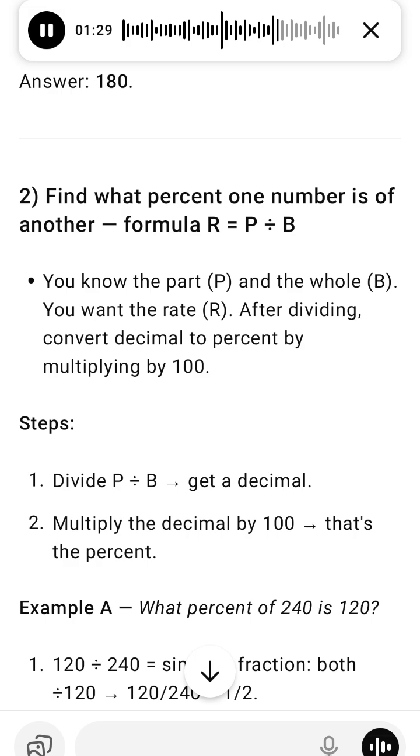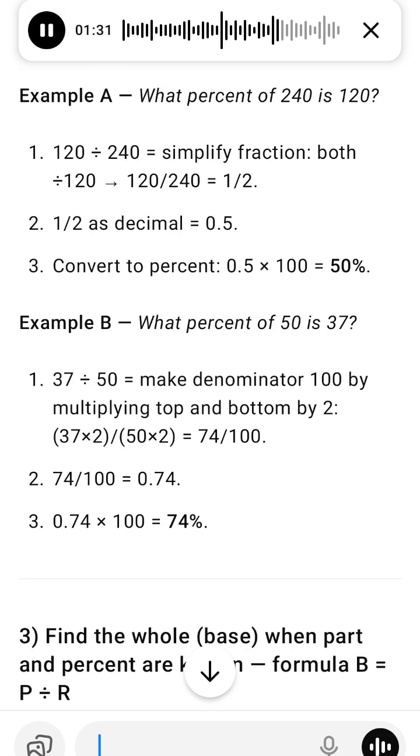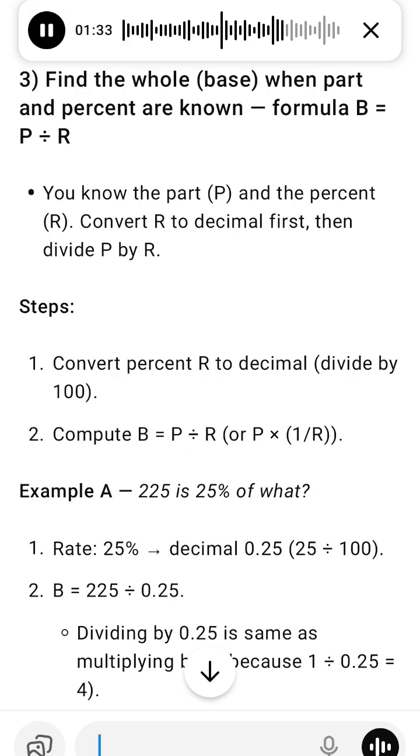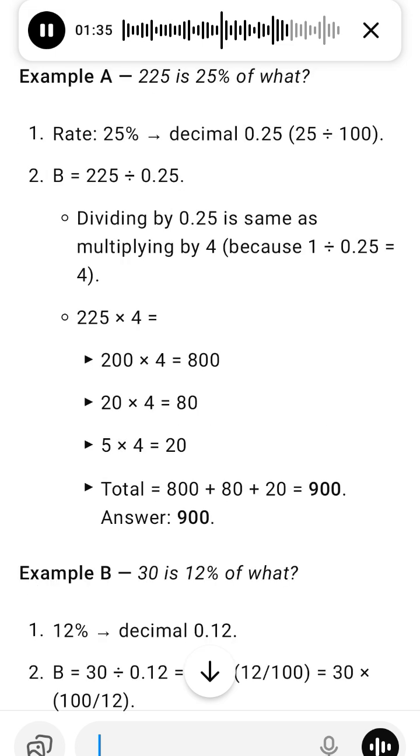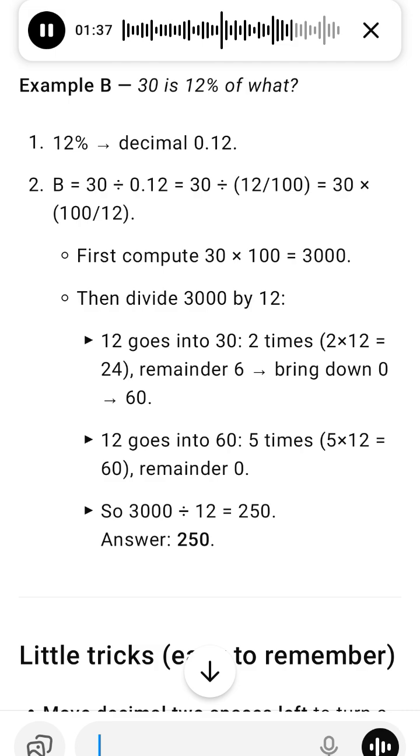Quick conversion rules. Percent to decimal: move the decimal 2 steps left, 25% is 0.25. Decimal to percent: move the decimal 2 steps right, 0.5 is 50%. Fractions you must know: 1/2 equals 50%, 1/4 equals 25%, 3/4 equals 75%, 1/5 equals 20%, 1/10 equals 10%, 1/20 equals 5%.